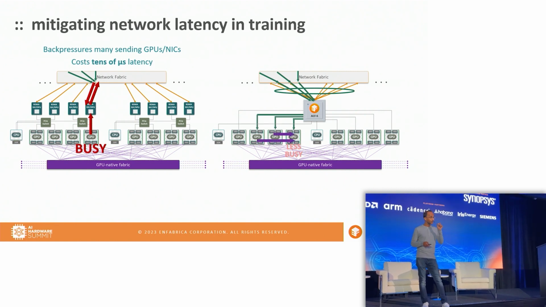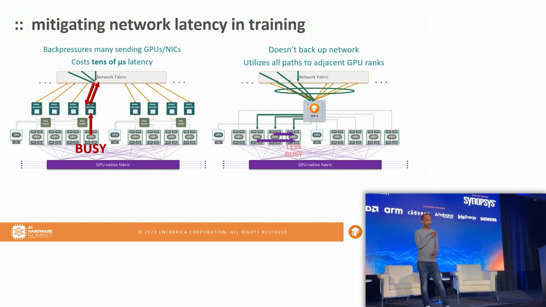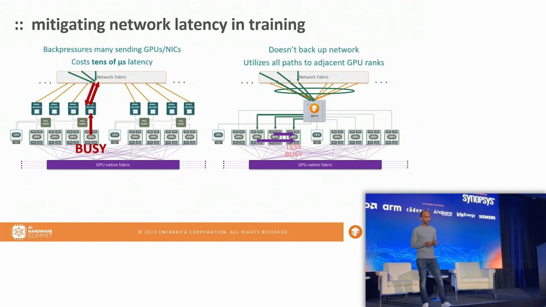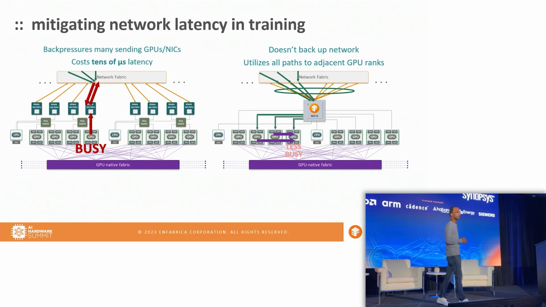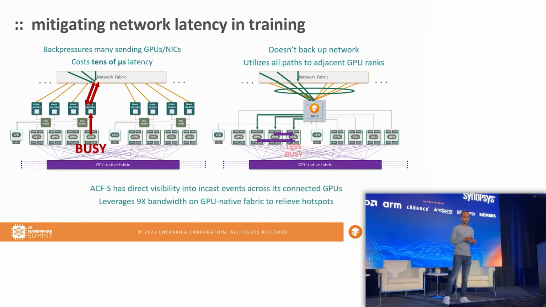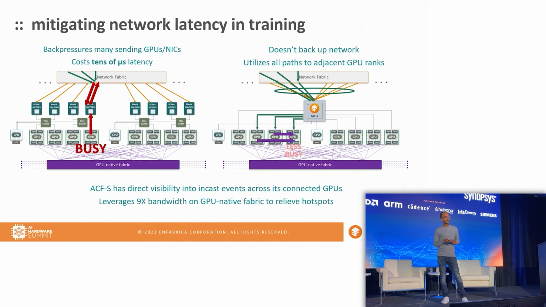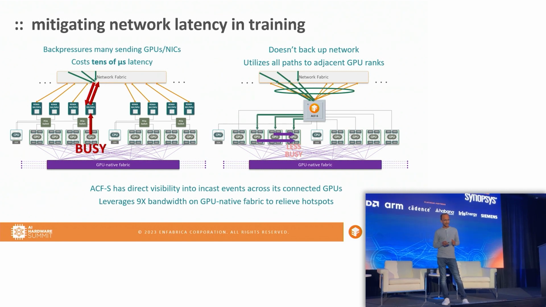And later, we can use the 9x bandwidth of the GPU native fabric to migrate that data over. It doesn't back up the network, and it utilizes all paths in the system to route to the GPU. So the ACFS has direct visibility into incast and leverages the bandwidth to relieve hotspots that affect latency.